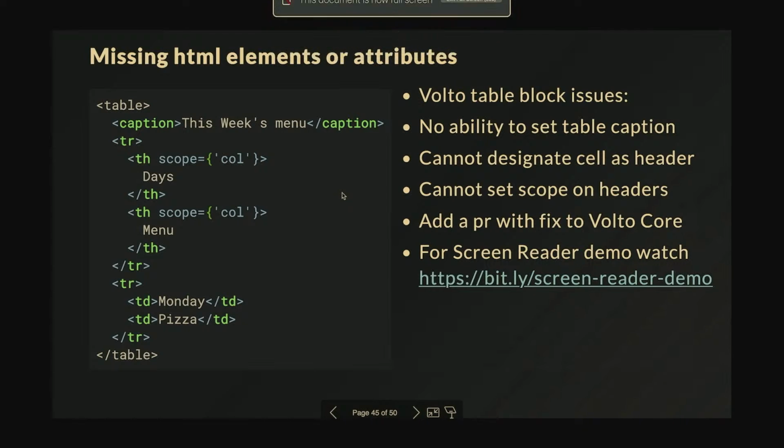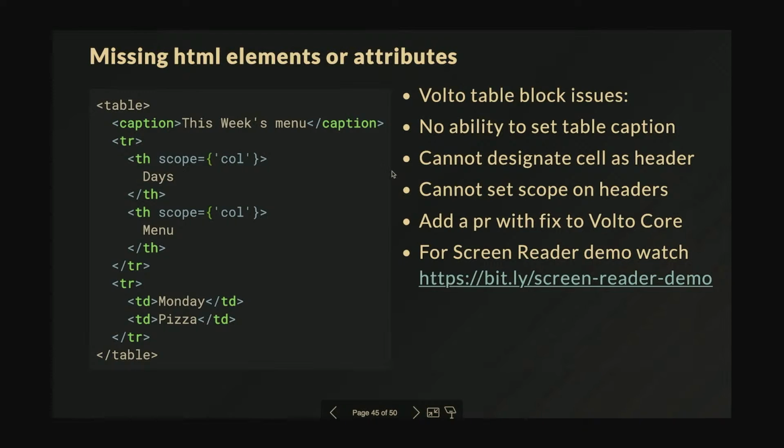Okay, another thing that can trip screen readers, or that gives a sort of bad behavior, is whenever we are missing HTML elements or attributes. This is an accessible table example for a screen reader, and it requires a couple of things. First of all, a caption, then to have a scope on the headers to say if the headers are for the columns or for the rows.